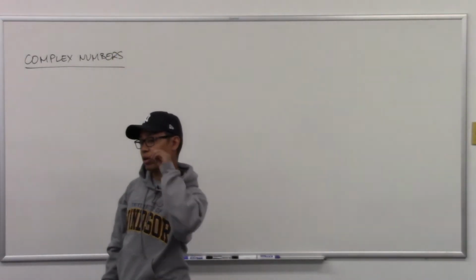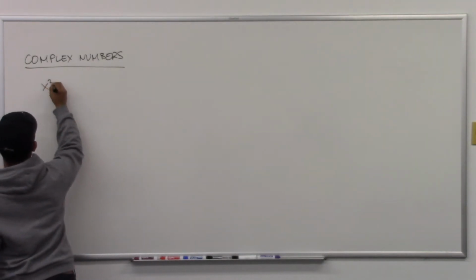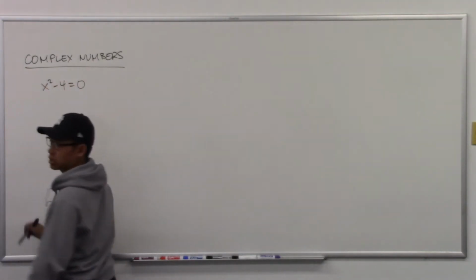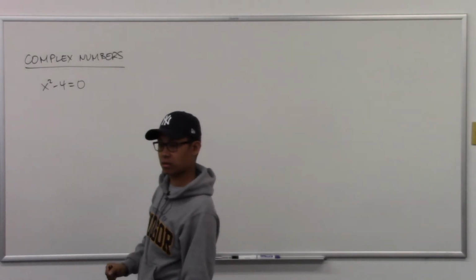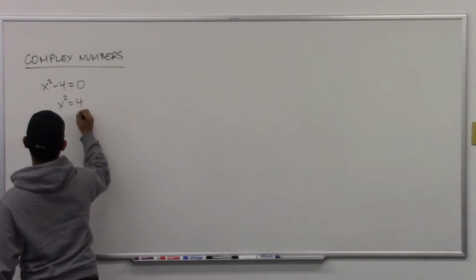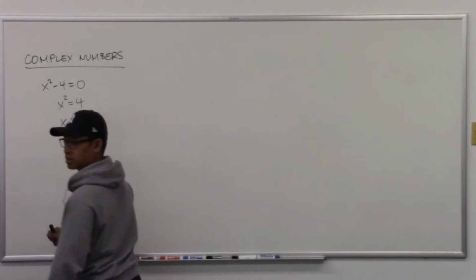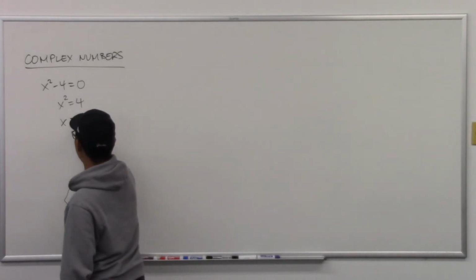Up until this point, if I ever ask you to solve something like x squared minus 4 equals 0, how would you solve that? Okay, so you get x squared equals 4, and then what do you get? Plus or minus 2. Very good.